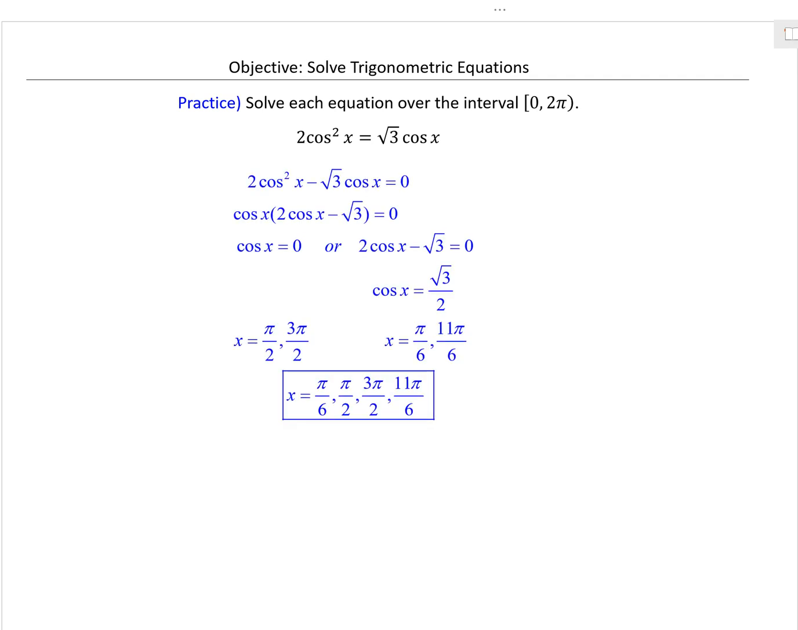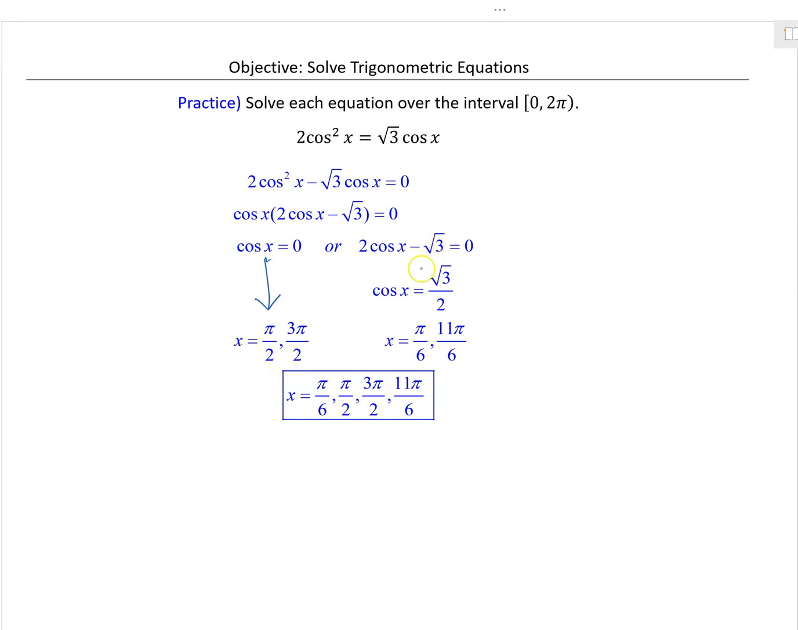So this one, again, it's a quadratic structure because cosine is squared, so we get it equal to 0. This one we do have a GCF here of cosine x, zero product property, and then here cosine of x being 0, it is at our quadrantal angles of pi halves and 3 pi halves, which are 90 and 270 degrees.